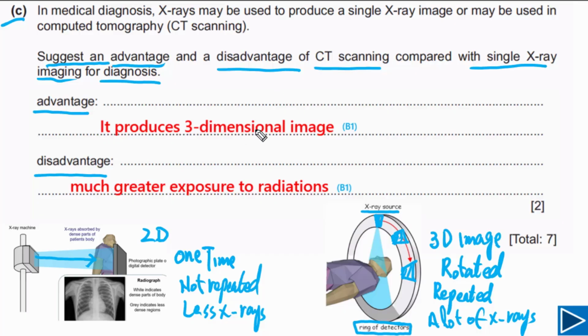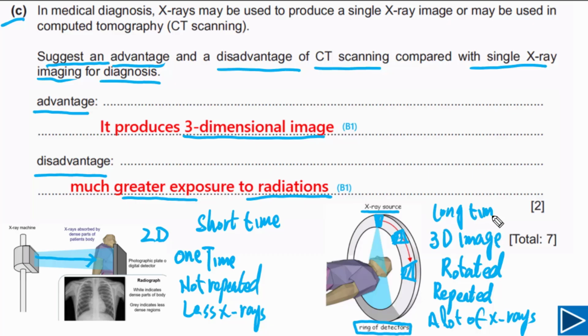You can say CT scan can produce three-dimensional image. And for the disadvantage, we can say that the patient is exposed to radiation for a long time. But in case of X-rays, the patient is exposed to radiation for a short time. So we can also write down exposed to radiations for short time in case of X-rays. But in case of CT scan, the patient is exposed to X-ray radiation for a long time. So this is the disadvantage.